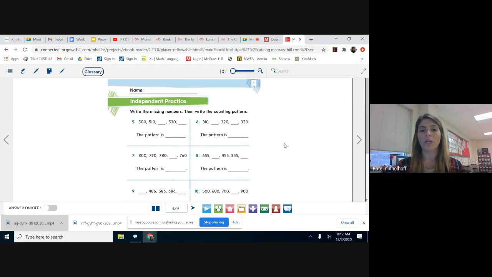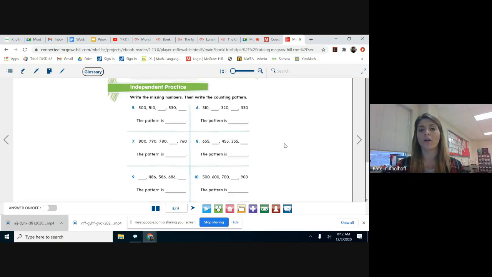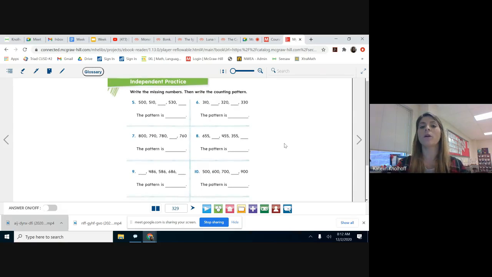Okay, I am going to do 2 more of these with you, and then you will be on your own to do the rest. I will go on to the back on page 330 to read or do some of the word problems with you, okay? So let's start. We're going to do 5 and 6 together. So it says write the missing numbers, then write the counting patterns, which is just what we did on the previous page, except they're tricking you a little bit more because they're not highlighting the pattern for you. So you have to figure out the pattern yourself, okay?